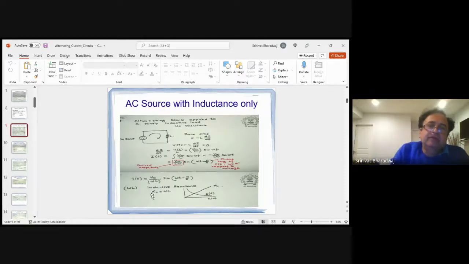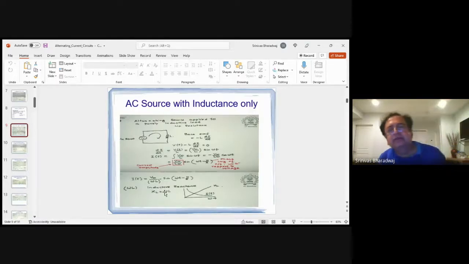So we say that the reactance is omega L. Reactance is imaginary. Now you introduce something called impedance, which includes both the resistance and the reactance. Impedance is a combination of the resistance and the reactance. It is a complex number. The resistance is a real number, the real component. The reactance is the imaginary component.